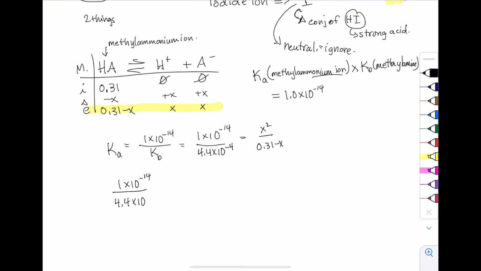I'm going to use the approximation because this is going to work out pretty well. But again, if I wasn't sure, or if I just wanted to, I could go ahead and plug it into an algebra solver. So I've got my calculator. You can't see it, it's off screen. So 1 times 10 to the minus 14 divided by 4.4 times 10 to the minus 4. I can get an intermediate value here. If I get an intermediate value, don't round. Keep all the digits. I'm just going to multiply by 0.31 and then take the square root. And I get that x is equal to 2.65... times 10 to the minus 6.